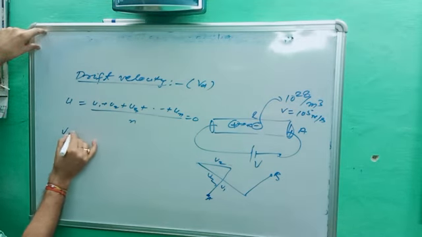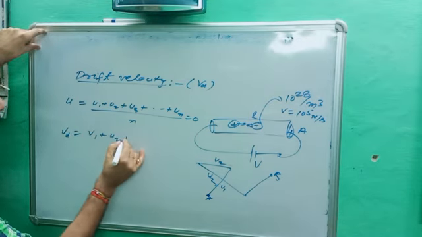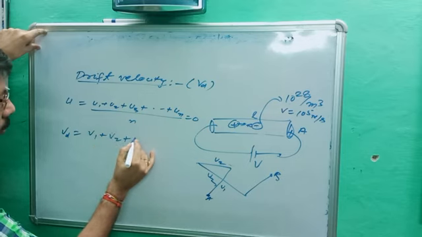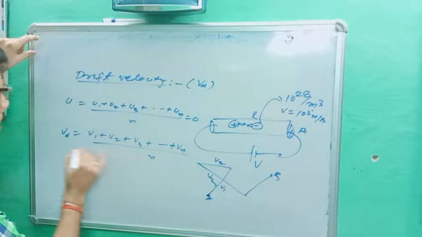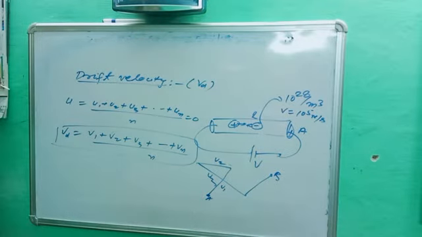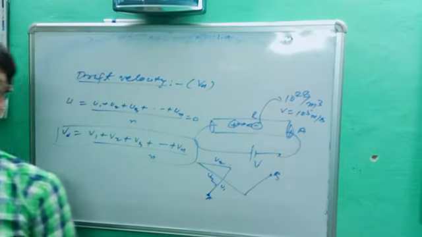Average velocity Vd is equal to v1 plus v2 plus v3 plus so on, vn upon n, and that average velocity is called drift velocity. So what is the definition of drift velocity?